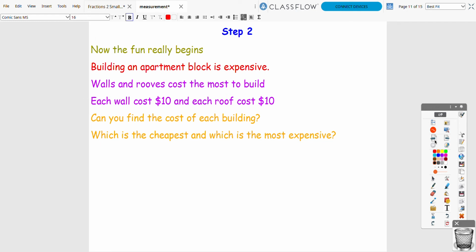Okay, so you've found all the different ways you can make a building. So now the fun begins. Building an apartment block is expensive. Walls and roofs cost the most to build. I'm going to make up this price. Each wall of your apartment costs $10. Each roof costs $10. You've got to find the cost of each building, which is the most expensive and which is the cheapest. Now we're lucky.